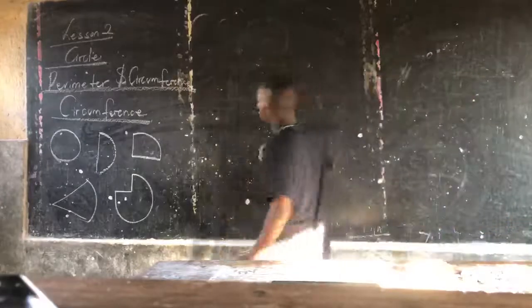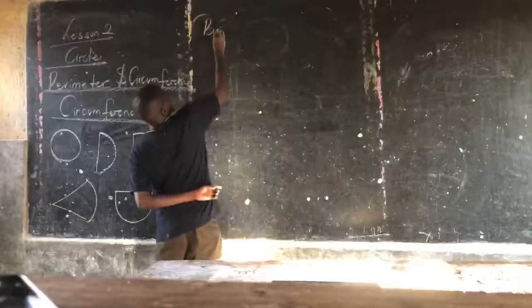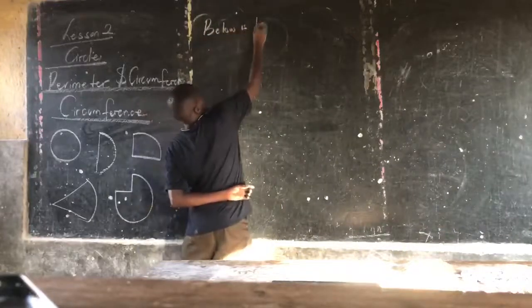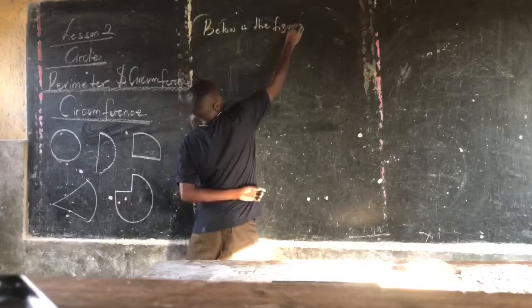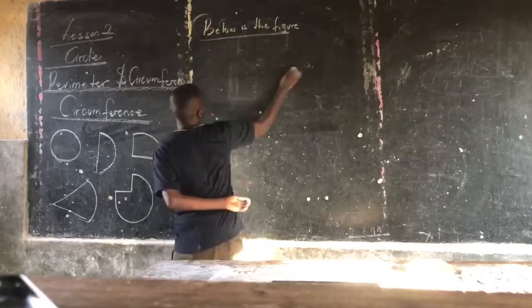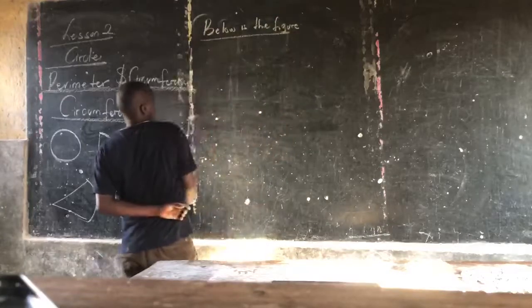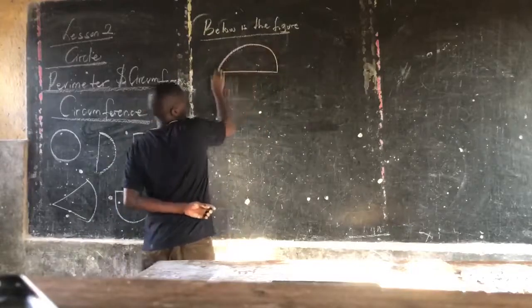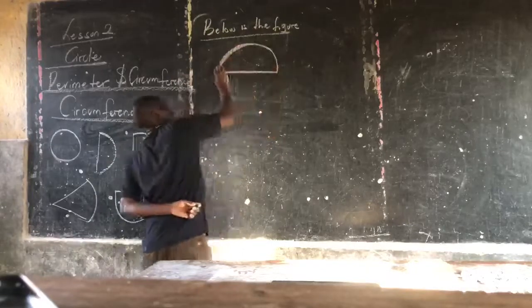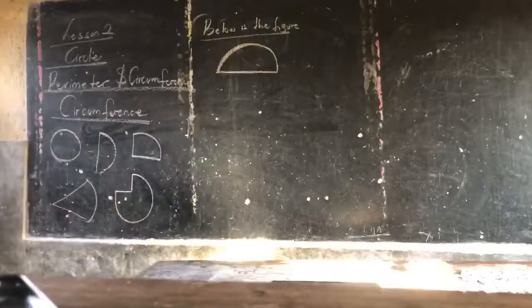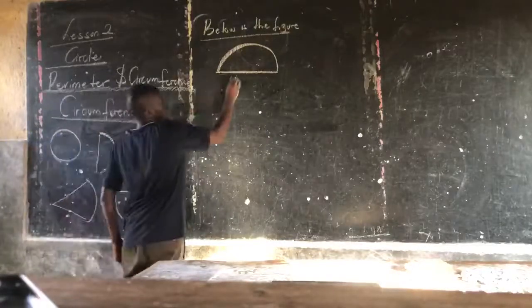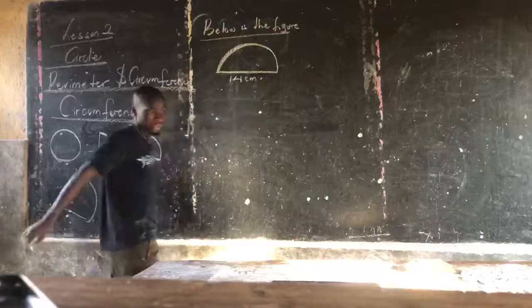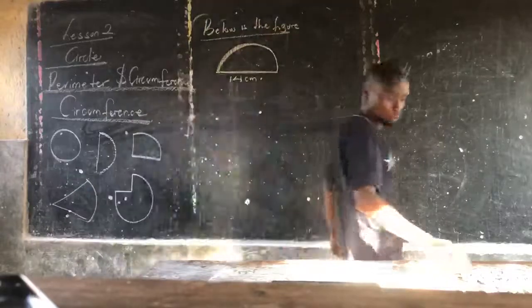Let me start with the figure. Below is the figure number one. Let me use that figure there. Let me call this one 14 centimeters. Are you getting me? So that is not a full circle.